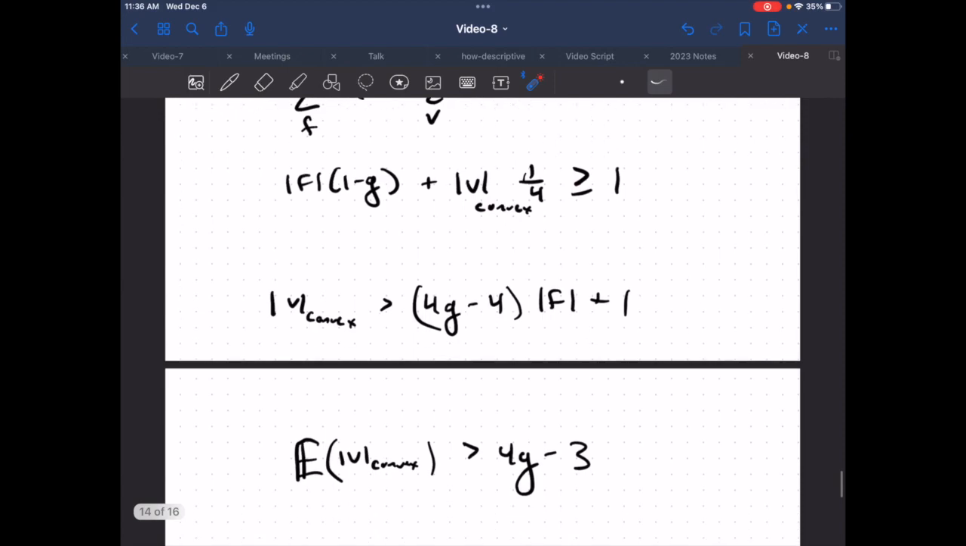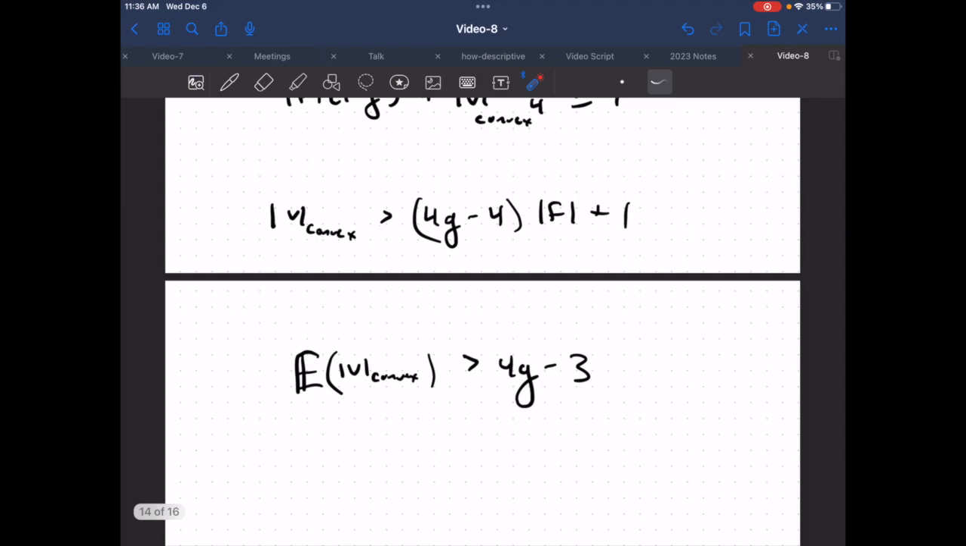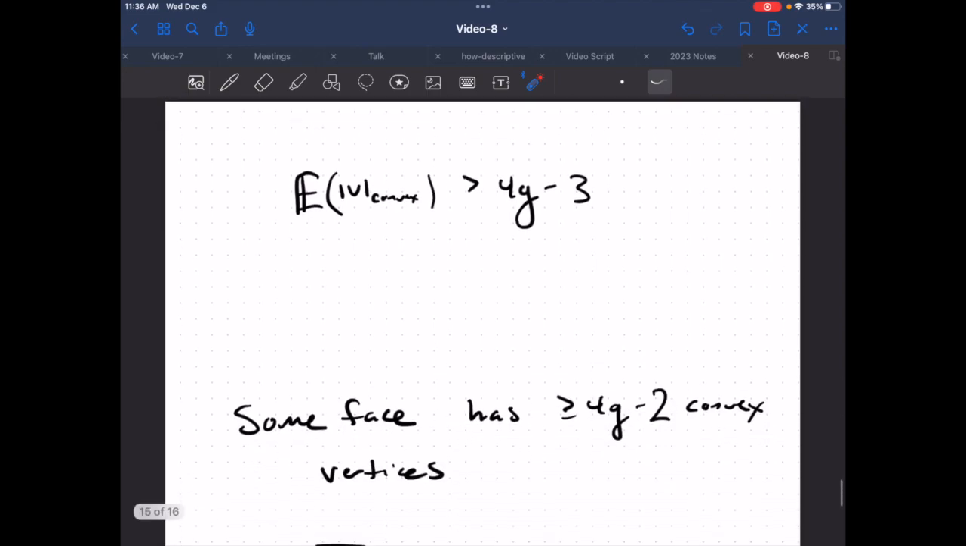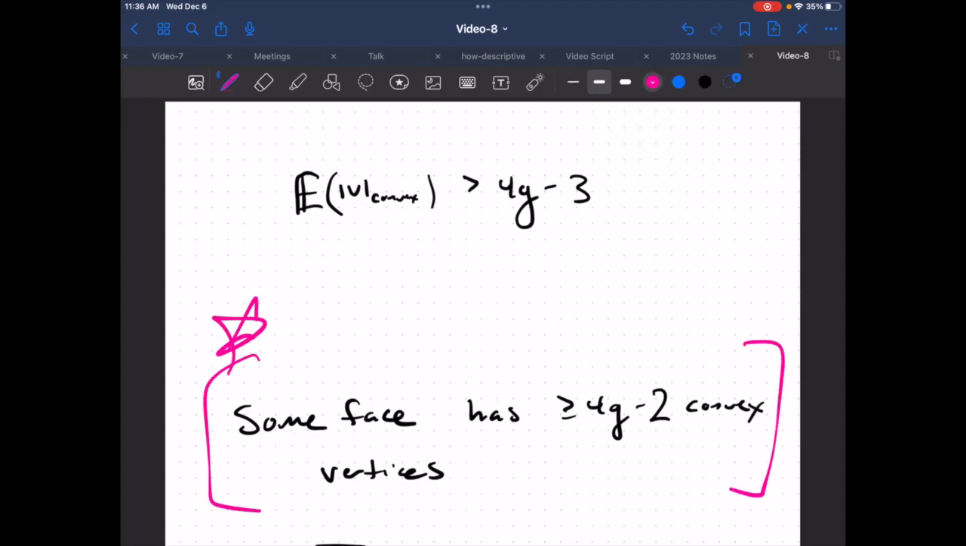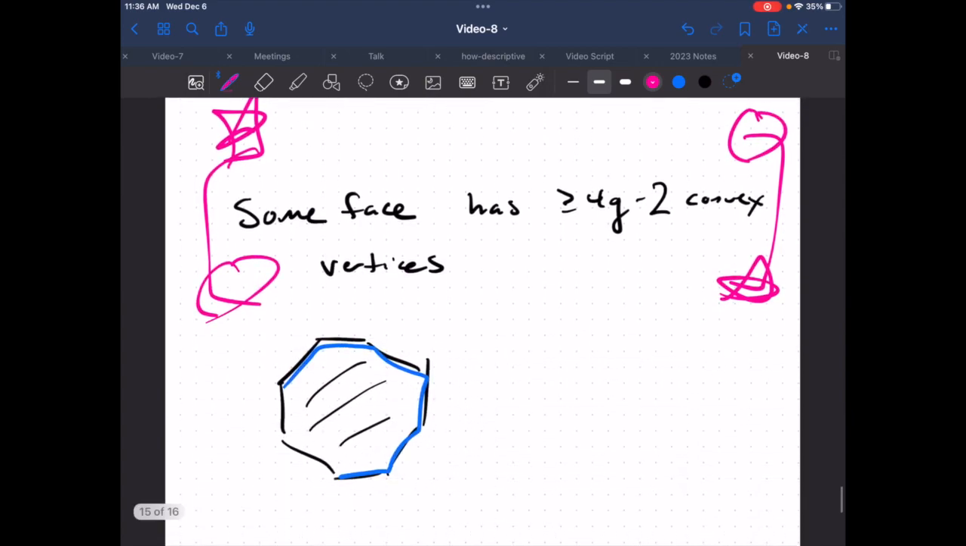In particular, the expected value of our number of convex vertices is greater than 4g minus 3, which tells us there has to be at least one convex vertex, or at least one face with 4g minus 2 convex vertices. So this is sort of our big takeaway here. Let's emphasize that. And what does that look like? Well, that looks like we're taking the long way around a face, something like this.